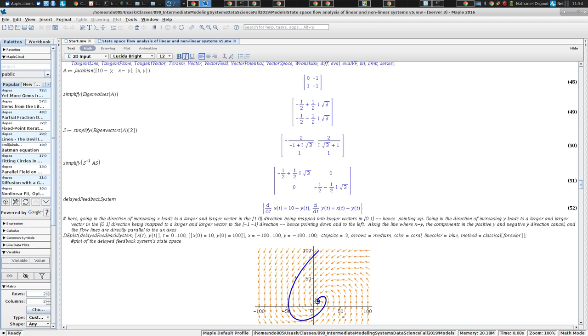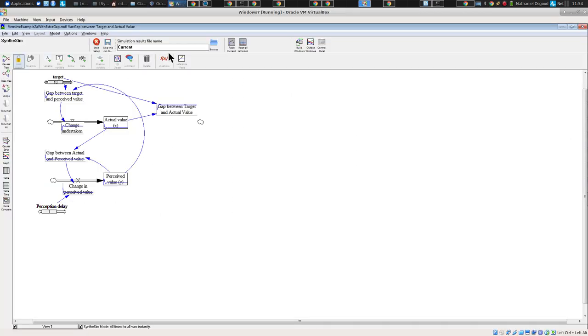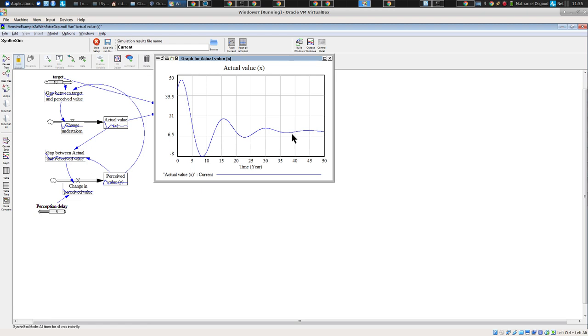Because if there's a very long delay associated with perception compared to action, let's go play with it here. Here we go, here's Vensim. I'm going to change the perception delay from 1 to something more. Okay, you can start to see it. Now take a look at the actual value. It's oscillating more, and that's going to correspond to more spirals around that x-axis before it settles down.